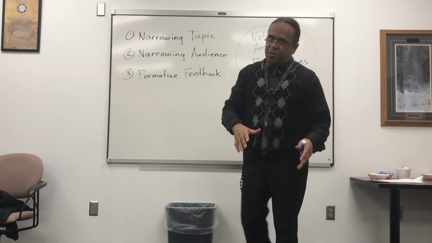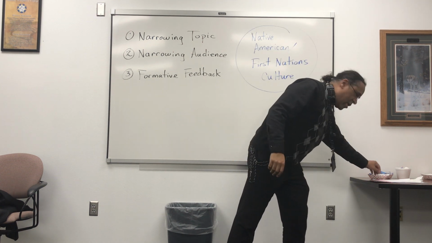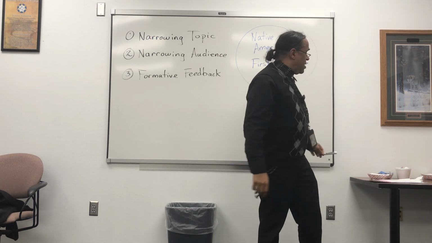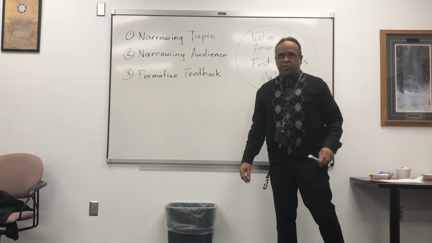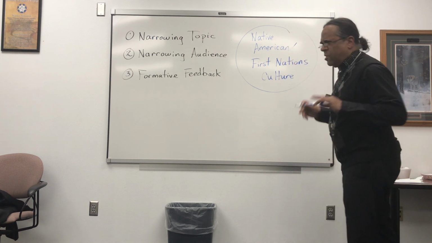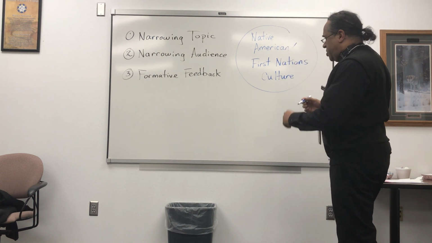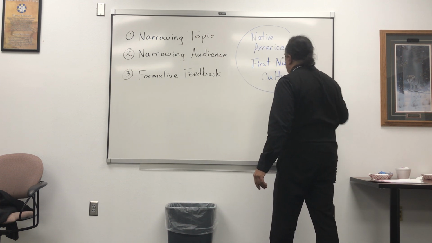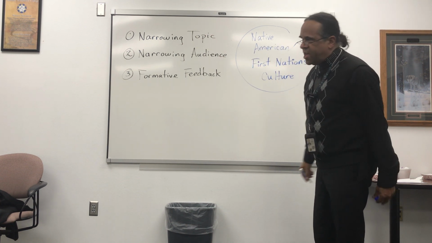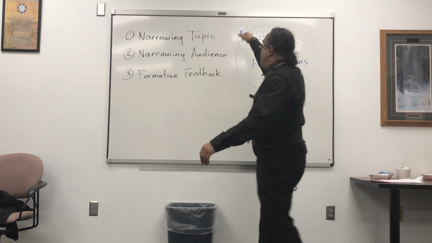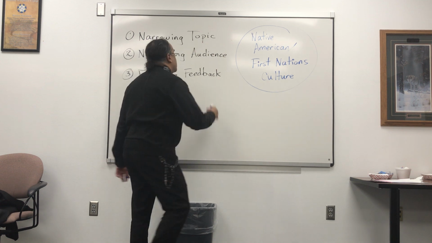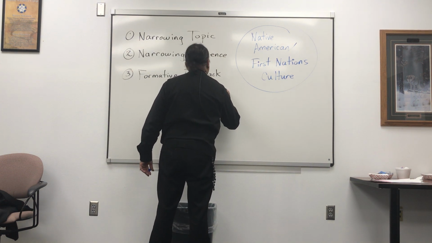The easiest way to narrow stuff down is something you probably learned in high school. They call it clustering or bubbling. I like clustering because it doesn't sound so weird. Native American culture, First Nations culture. The first thing that pops into your head, you put around this circle. So let's say Native American, Plains Indians, P-L-A-I-N-S. Plains Indians.